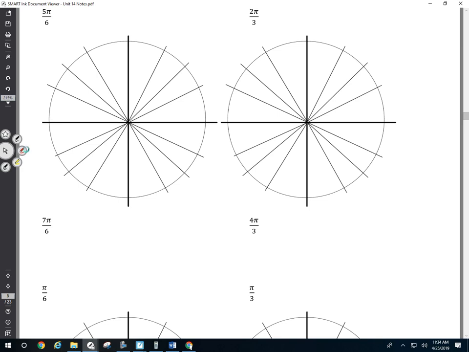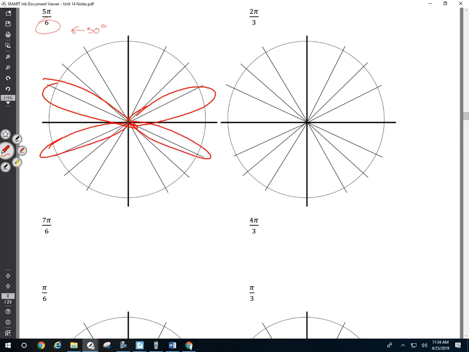Here's how we're going to do it. First, I recall that if I have a 6 in the denominator, I'm how far away from the x-axis? 30 degrees. Okay, so this is giving me a hint that I'm 30 degrees away. So I have this angle, this angle, this angle, and this angle to choose from. How do I know which one is which? 5 pi over 6. Well, think about it. I know that pi is right here. Pi is the same as 6 pi over 6.